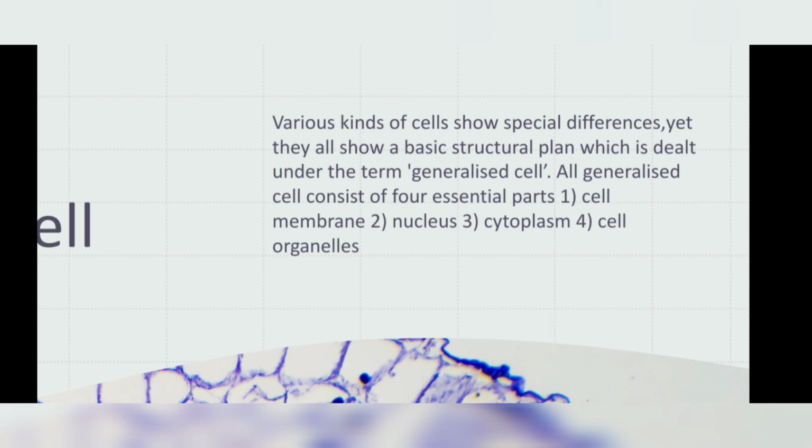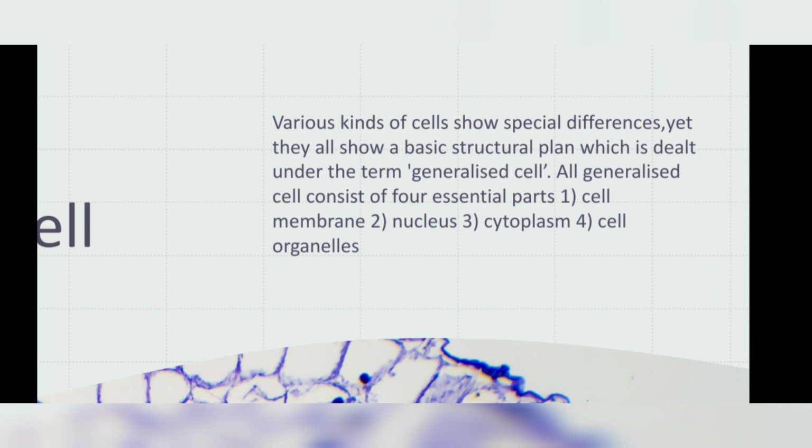What should a generalized cell contain, what are the essential parts, what are the important parts? First is cell membrane. We will discuss what cell membrane is. Okay, so cell parts we will discuss. Second is nucleus. Third is cytoplasm. Fourth is cell organelles. Okay, these four parts are important for a cell to be called a generalized cell.